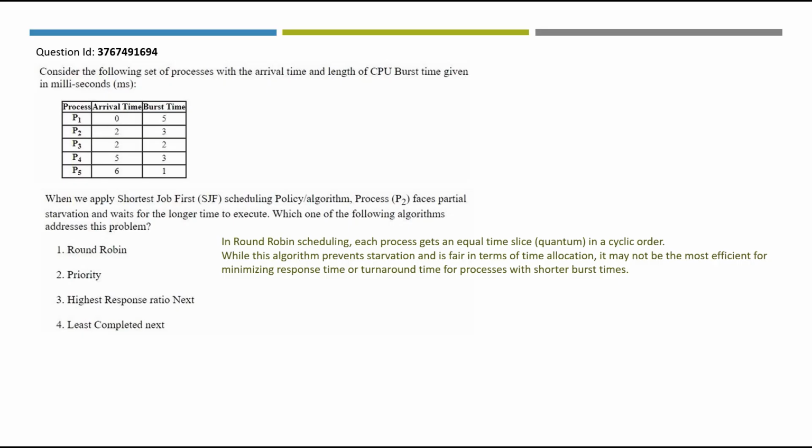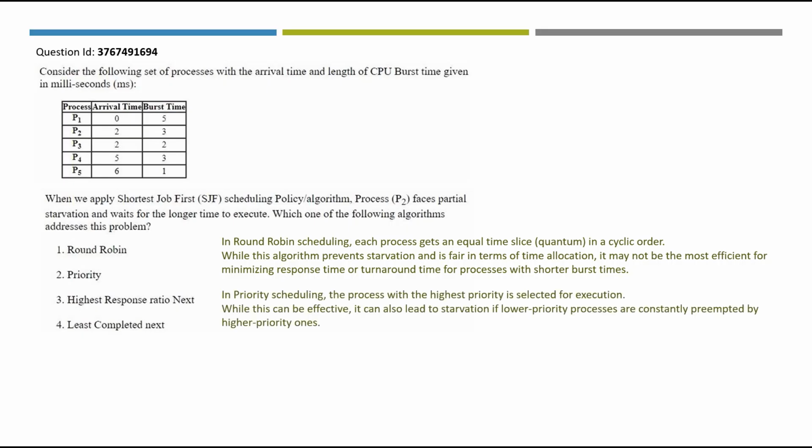In round robin scheduling, each process gets an equal time slice or a quantum in a cyclic order. While this algorithm prevents starvation and is fair in terms of time allocation, it may not be the most efficient for minimizing response time or turnaround time for processes with shorter burst times. So this is not going to do much change, but it will not allow any process to starve. That is also true. What about priority scheduling?